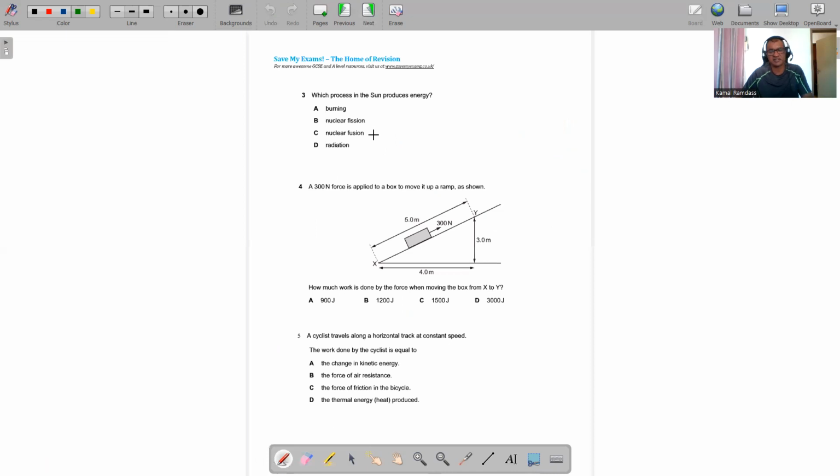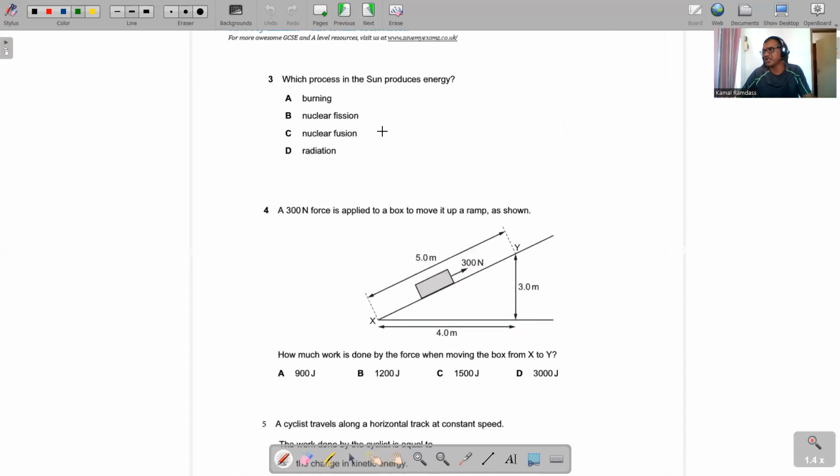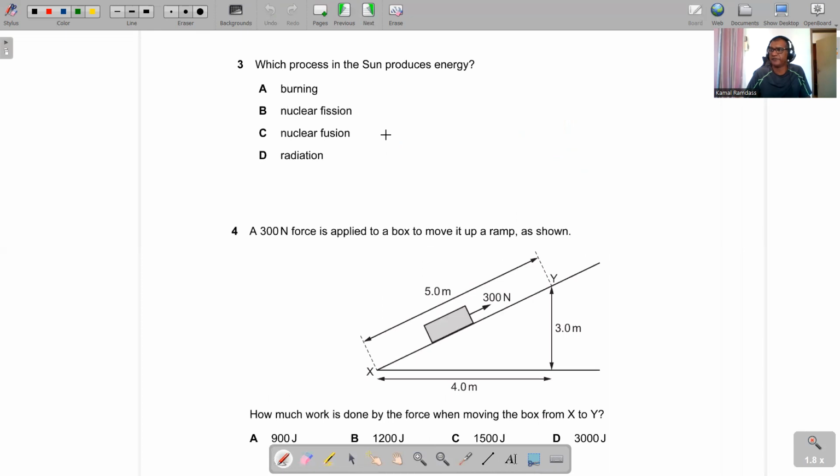Which process in the sun produces energy? C'est nuclear fusion. En fait, the hydrogen is combined with hydrogen to produce the helium nuclei, et c'est ça process-là qui crée the heat in the core of the sun.